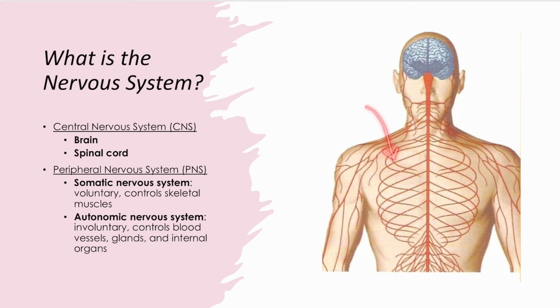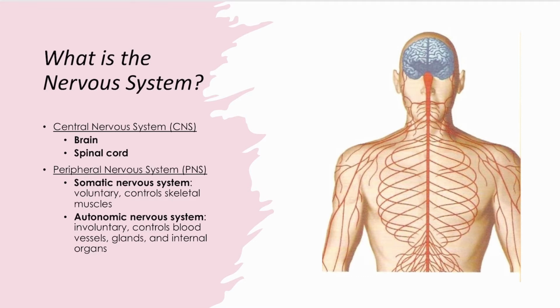here. The peripheral nervous system is then further broken down into two more parts, which are the somatic nervous system and the autonomic nervous system. The somatic nervous system is for voluntary movements, so these are movements that you can consciously control. And these include skeletal muscles, which are muscles that you would use to move your body parts, such as your biceps and triceps in your arms, or your quadriceps in your legs, or your abdominal muscles, etc.